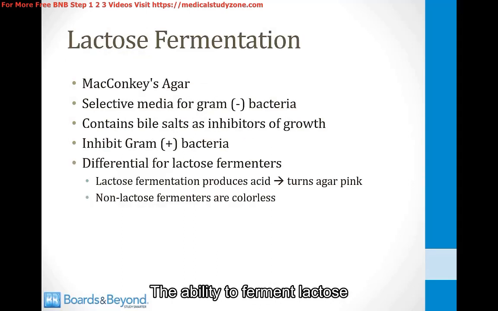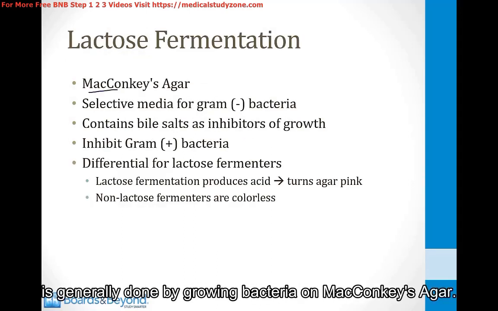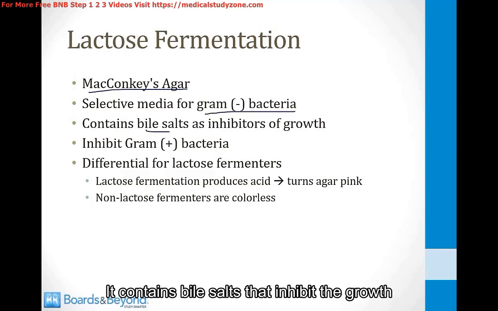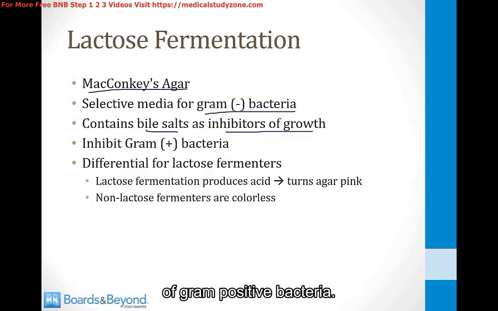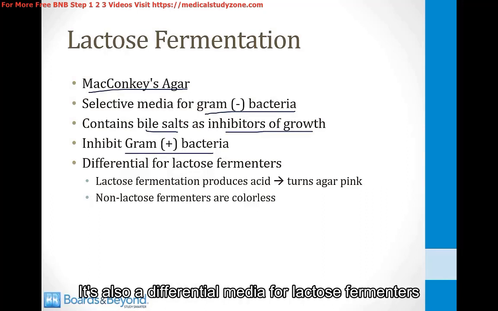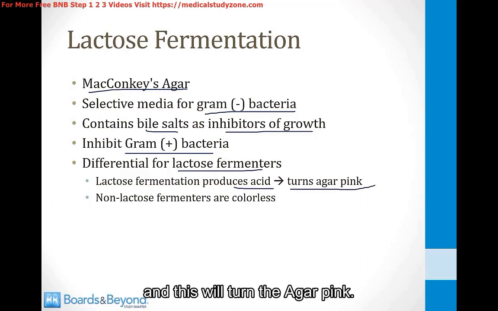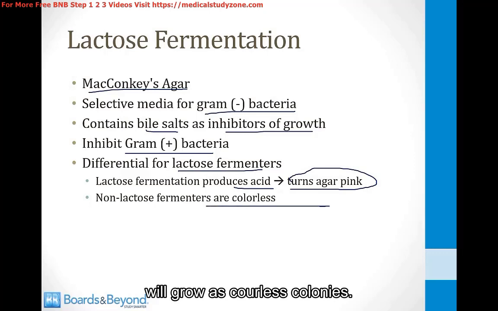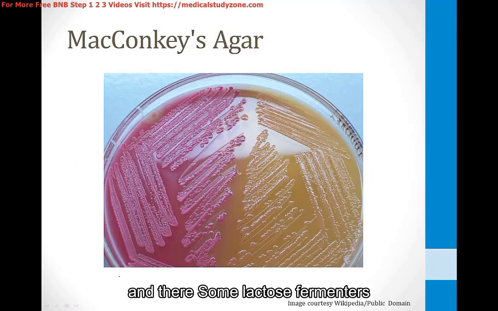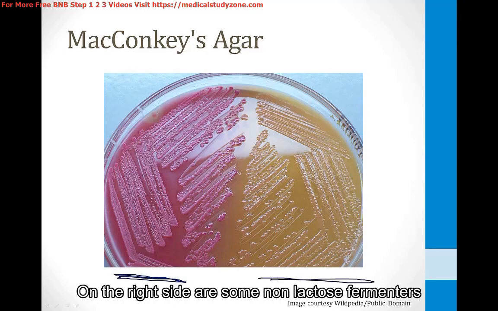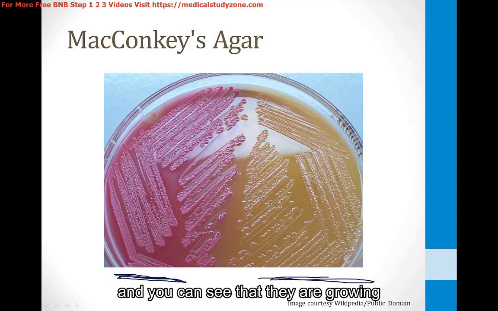The ability to ferment lactose is generally done by growing bacteria on McConkey's agar. This is a selective media for gram-negative bacteria. It contains bile salts that inhibit the growth of gram-positive bacteria. It's also a differential media for lactose fermenters because lactose fermenters produce acid, and this will turn the agar pink. Non-lactose fermenting bacteria will grow as colorless colonies. And this is a picture of McConkey's agar, and there are some lactose fermenters on the left side of the dish, and they've turned the media pink. On the right side are some non-lactose fermenters, and you can see that they are growing as colorless colonies.